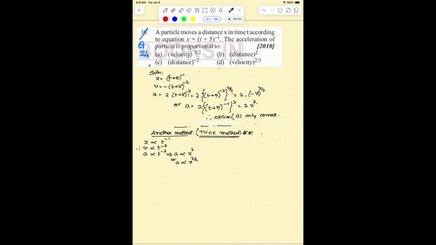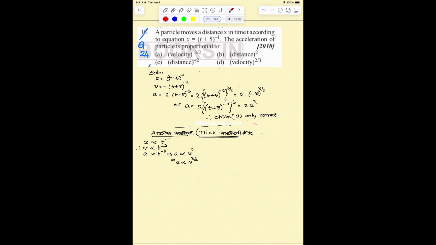Therefore, now t plus phi to the power minus 2. Why I put it is because I want to get it in terms of velocity. Therefore, it is equivalent to 2 into minus v power 3 by 2. Therefore, we can straight away say it is proportional to, which is what they are asking. So you can straight away tick option A.